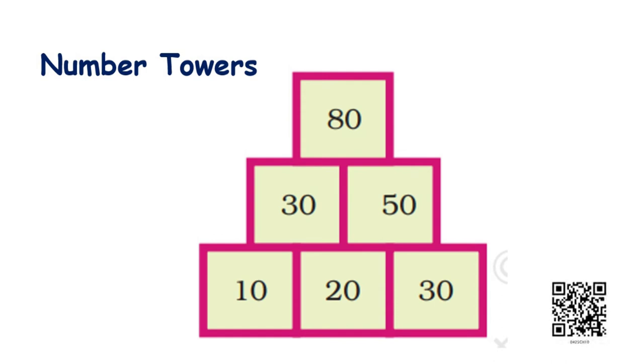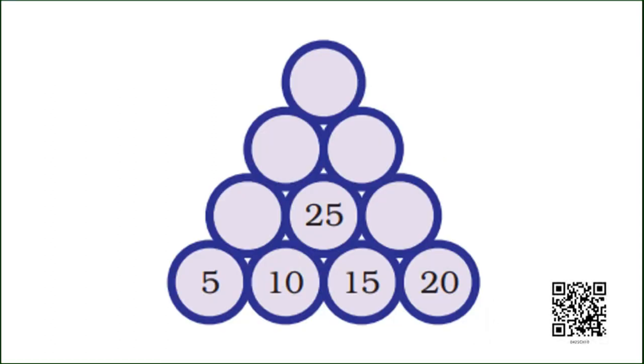Now, let us see one more number tower. Try and complete this tower by the same rule. If you see, we have given the bottom row to be 5, 10, 15 and 20. And one more number we have given just above that row, which is 25. How did we get 25? Yes, if you add the numbers just below that, we are getting 25, which is 10 plus 15.